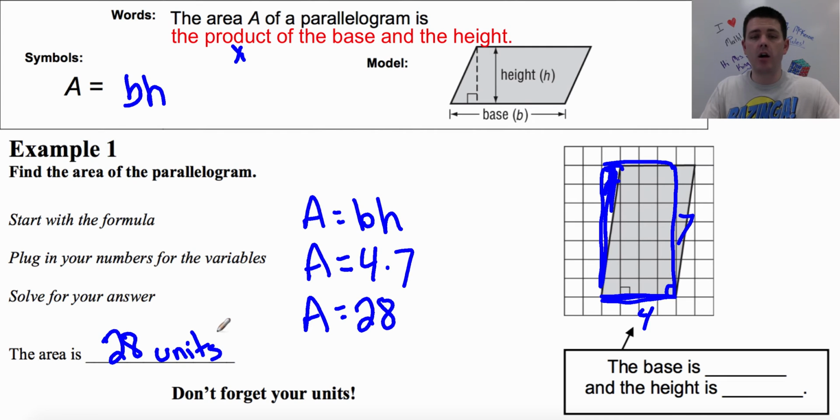And units for area are always squared. It's always how many squares could fit inside of this shape. Okay? So, forgot to fill this part in down here: 4 units and 7 units. But that's all you do to find your area. You find your base and your height. Sometimes that's easy, sometimes you have to go find it, and then you just multiply them together.